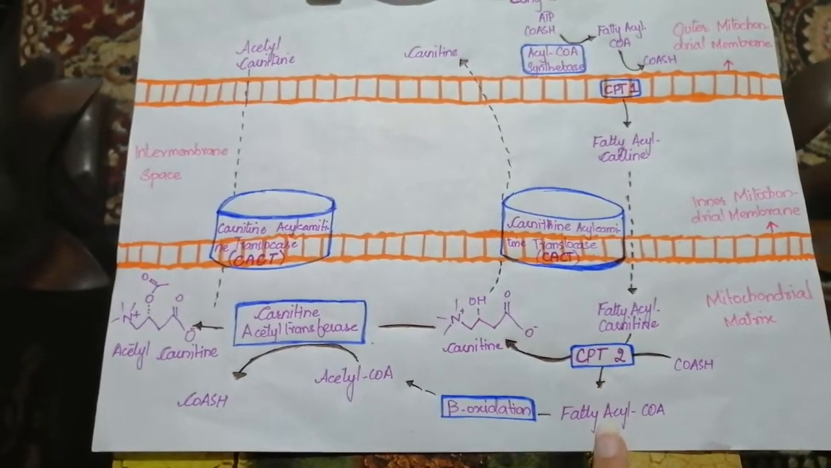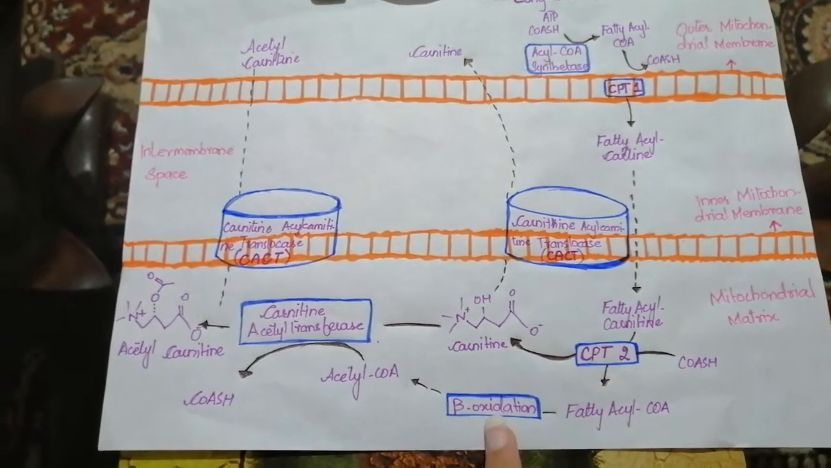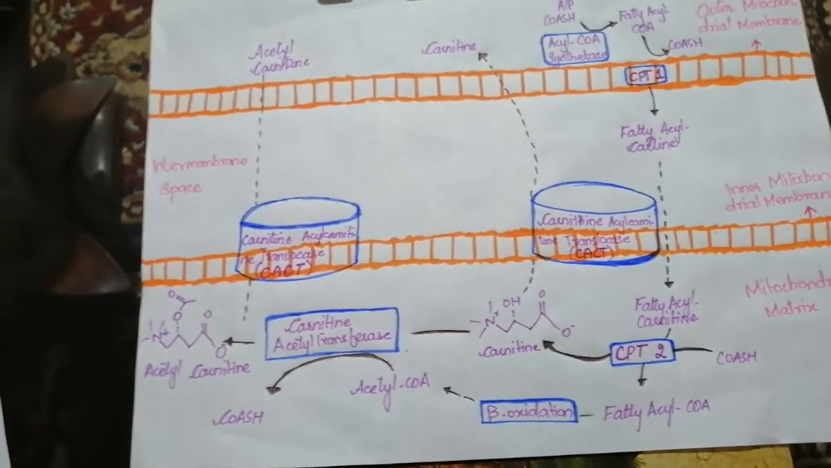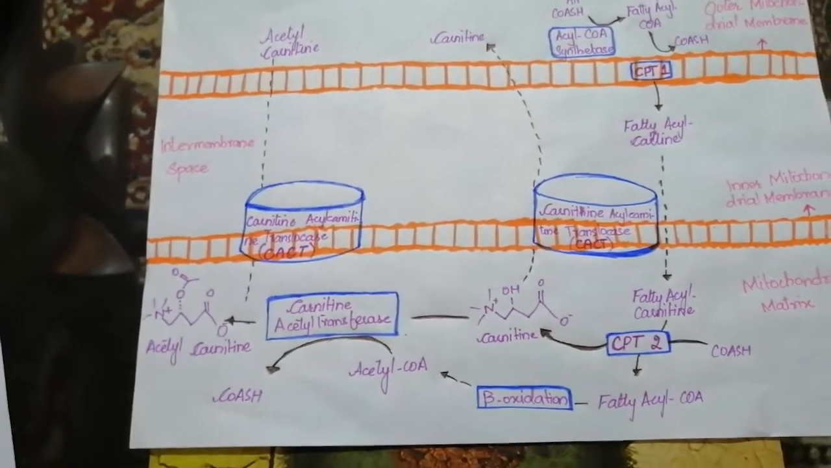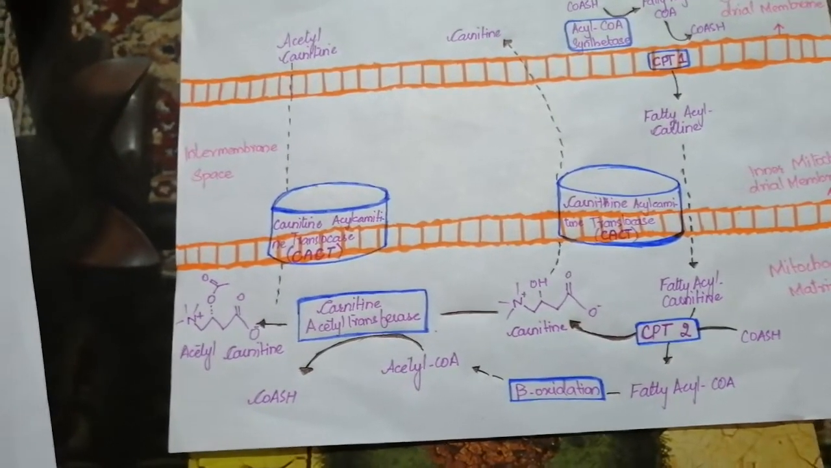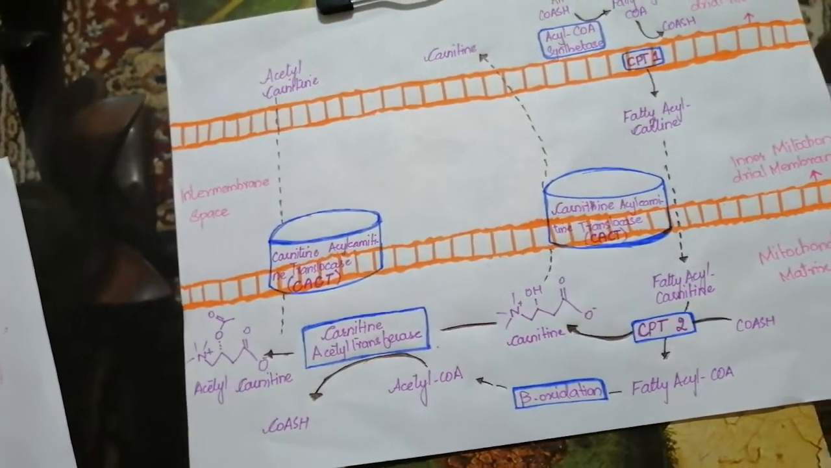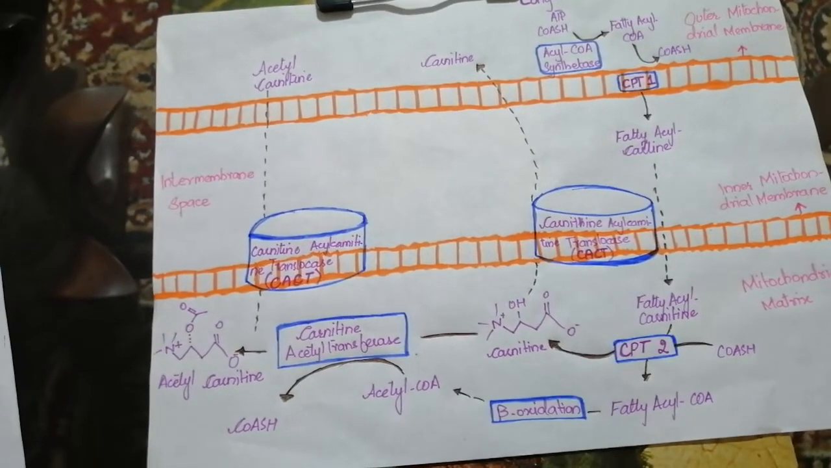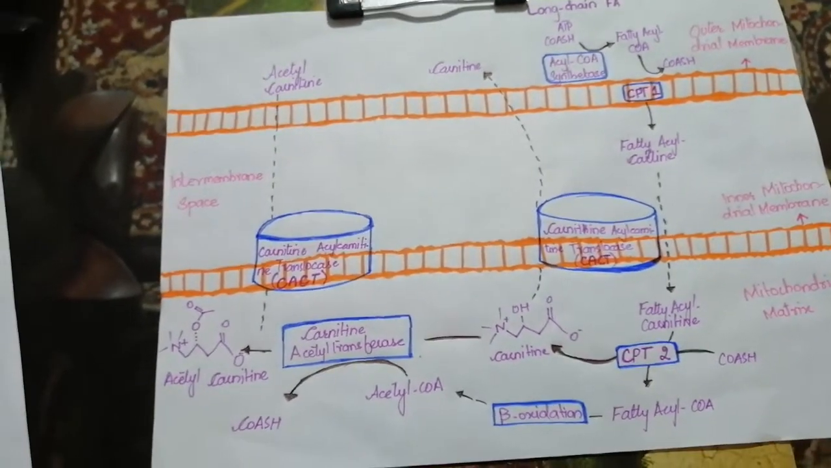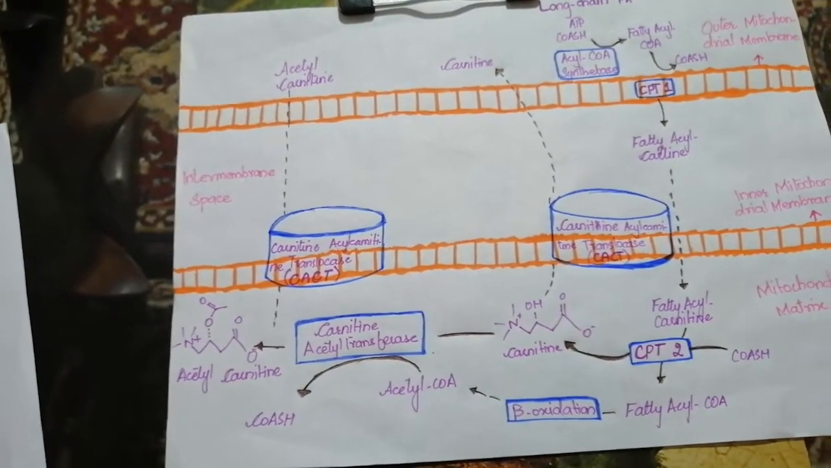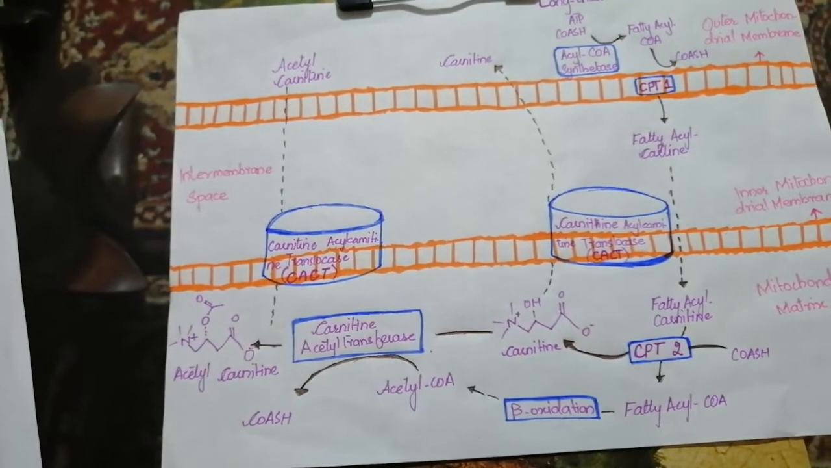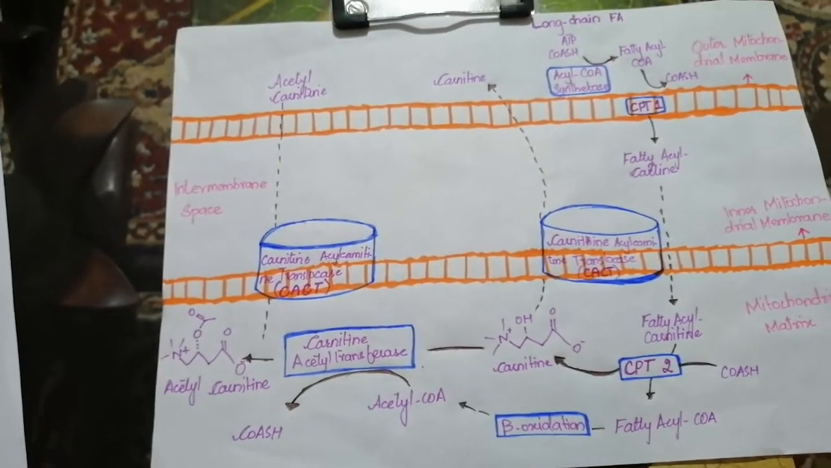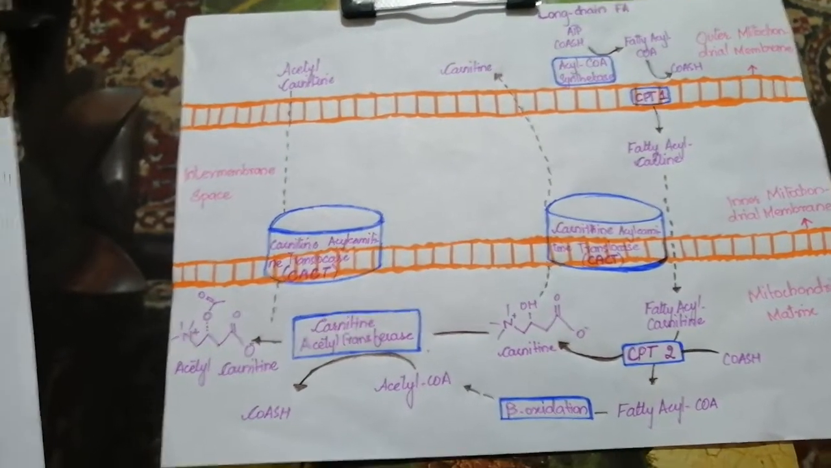This fatty acyl CoA will undergo beta oxidation, and as end product we get acetyl CoA. This loose carnitine will move to the cytosol through the CACT enzyme, and enters the cytosol for another long chain fatty acid, to be used by long chain fatty acids as a carrier molecule.